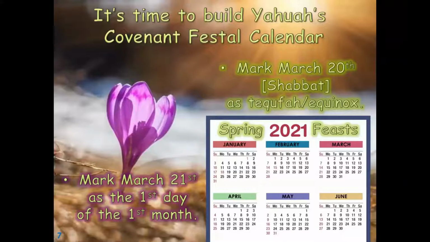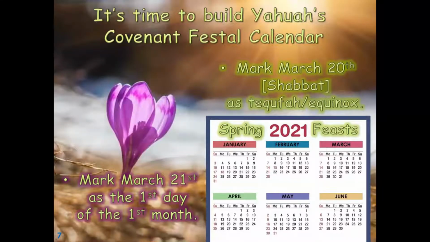I'll just give everybody a moment to mark their calendar. March the 20th is equinox. You might want to put a circle around it, or put E for equinox or T for Tekufa. And then March 21, make sure you mark that as the first day of your months, because we're going to be marking the first day of the months. So mark it in a special way, however you're going to do it, so you can find it.